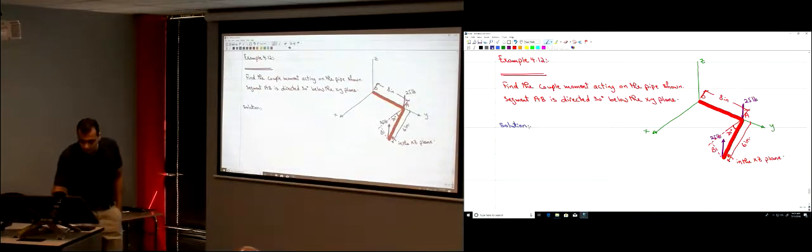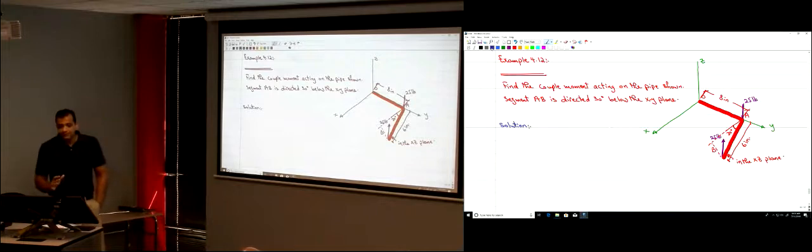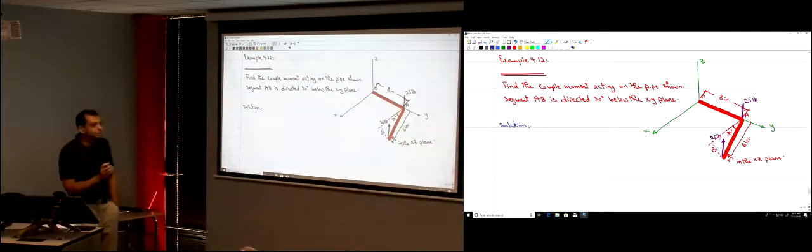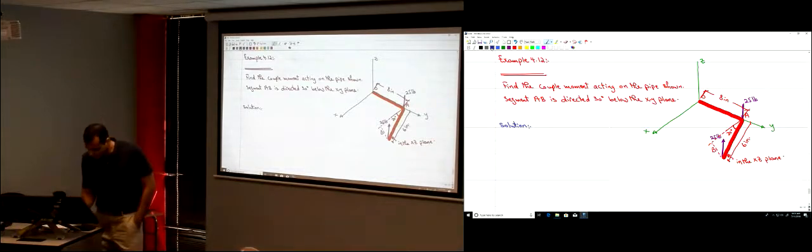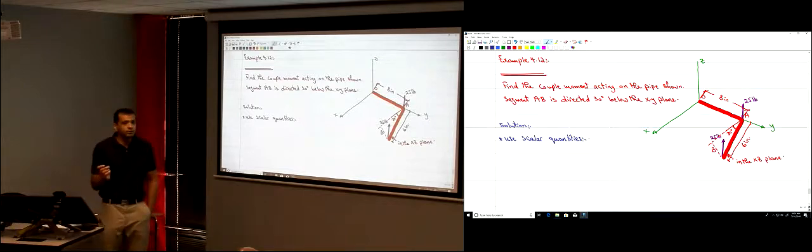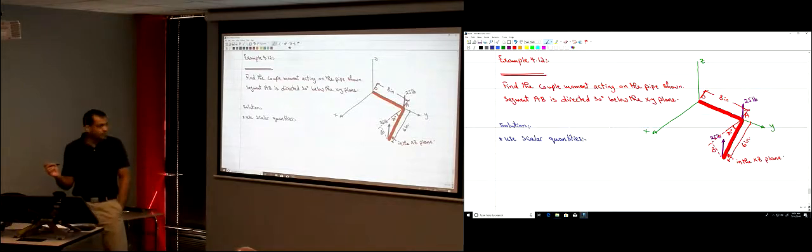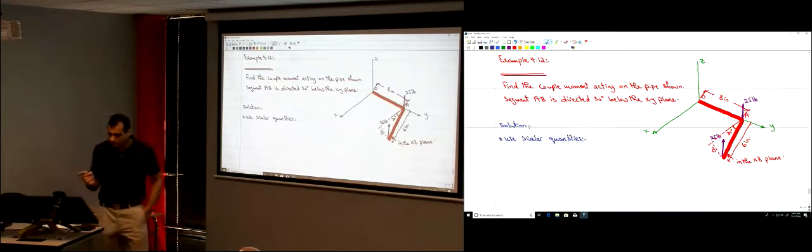So now, simply, to find this, I can use either scalar quantities, okay? Or I can use Cartesian vector notation, okay? So if I use scalar quantities, let's say here, I know the direction. It's about the Y direction, right? This moment is about the Y axis, okay?